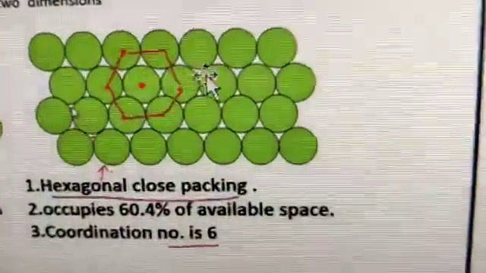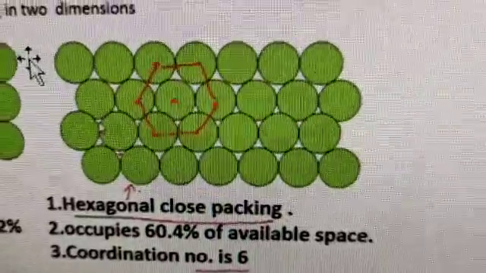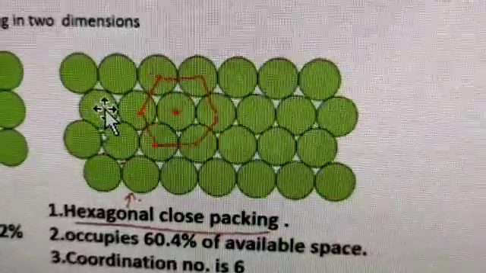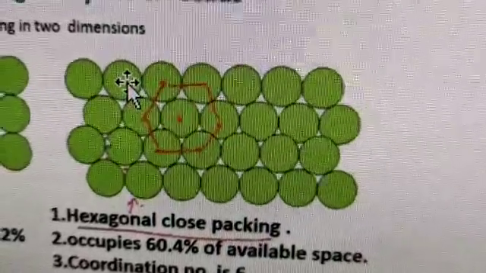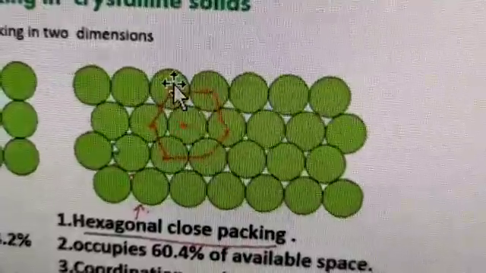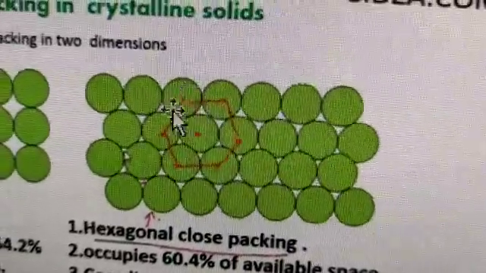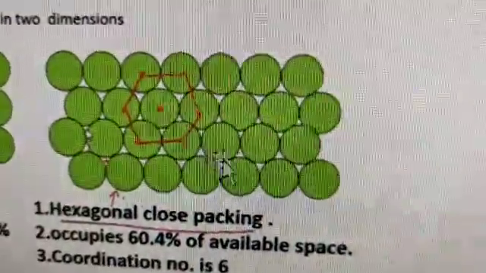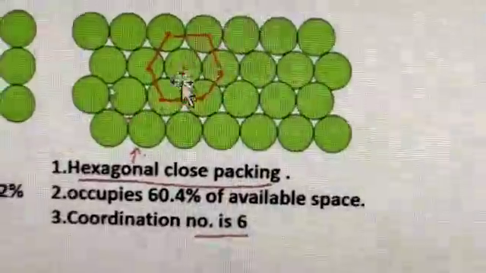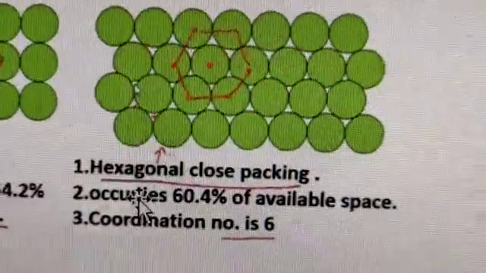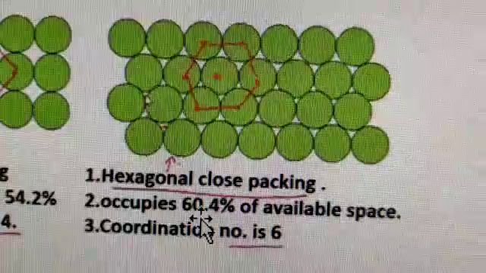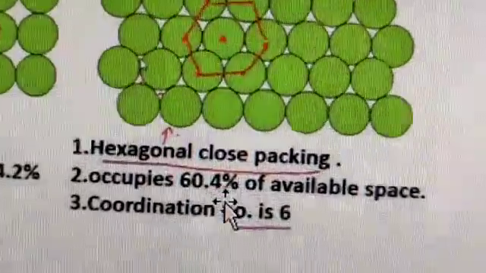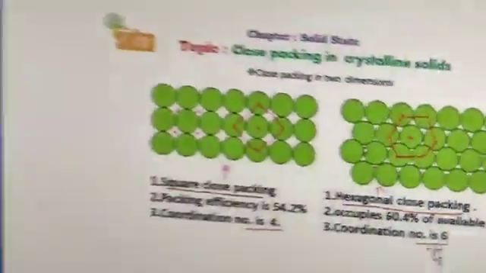Here this is hexagonal close packing. In between these two atoms, one atom is situated, and again in between another two atoms, one atom is situated, and in this way one hexagon can be made. So this type of packing is known as the hexagonal close packing. And here the available space which is occupied is 60.4% and the coordination number is 6.